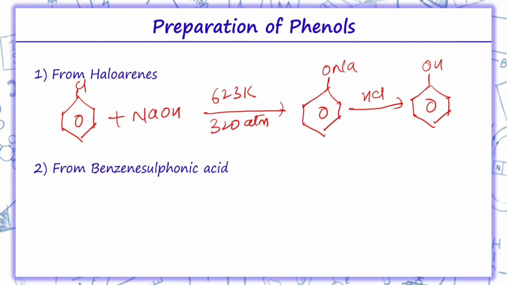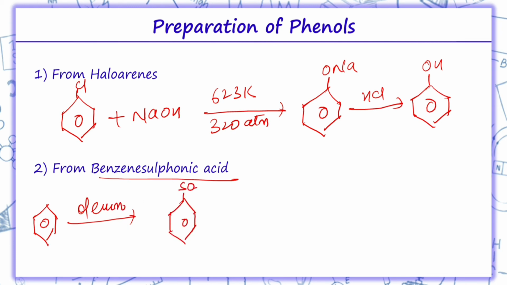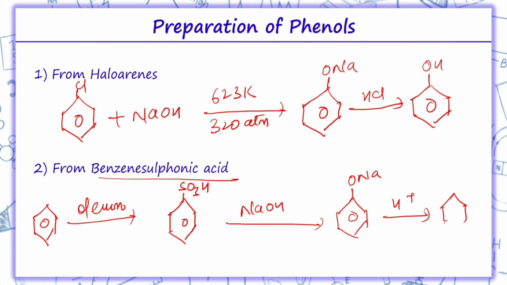The second preparation is from benzene sulfonic acid. Now, how do we get benzene sulfonic acid? Benzene on reaction with oleum forms benzene sulfonic acid, that is benzene with SO3H. Now, benzene sulfonic acid is first converted to sodium phenoxide when it is heated with NaOH. So we get sodium phenoxide ion, which again on acidification will form phenol. So these were the two preparations of phenols from haloarenes and from benzene sulfonic acid.